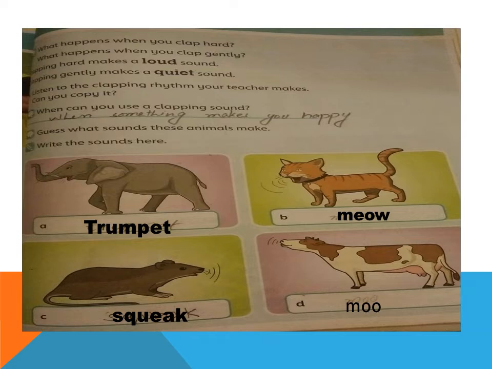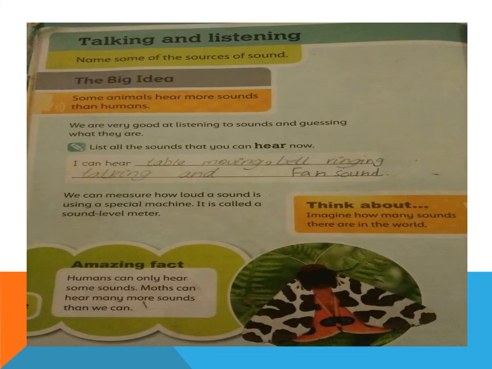Okay, now move towards our next page of today, which is page number 72. Okay class, now open your textbook page number 72 and write classwork, date and day on page number 72 of your textbook. Open page 72 of your science textbook and write date and day on that page.